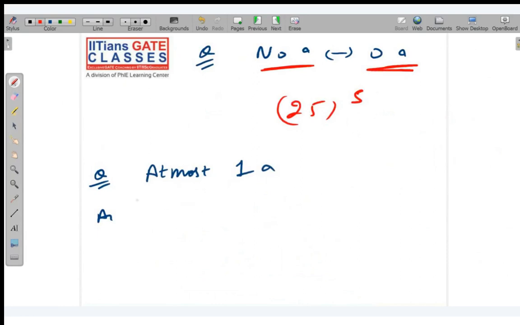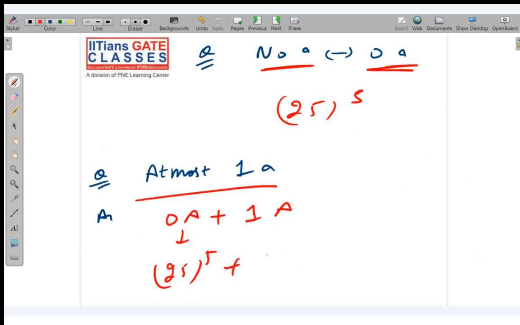Okay. Yes, next is at most 1A. At most 1A means 0A or 1A, and or means plus. So 0A means 25 power 5. 1A, I have already told you, 5C1 into 25 power 4. Yes, that's it. So I think you can do at most 2A, at most 3A, and so on. We can do all these things. Okay, I'm not going into details. It will simply waste our time. Okay, I'm jumping to the next slide now.